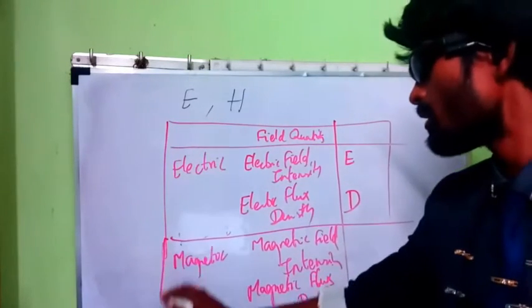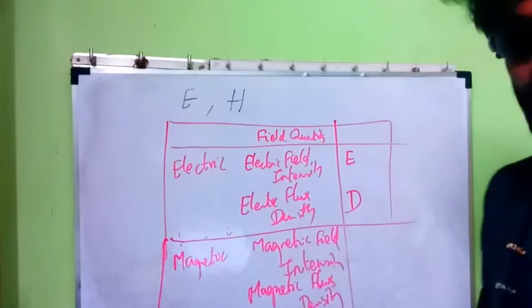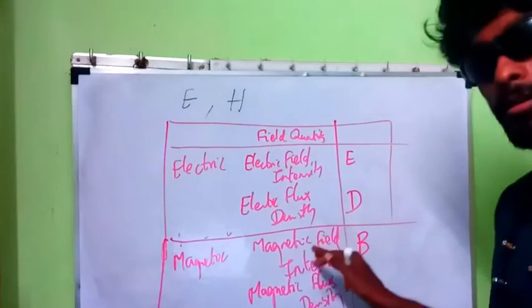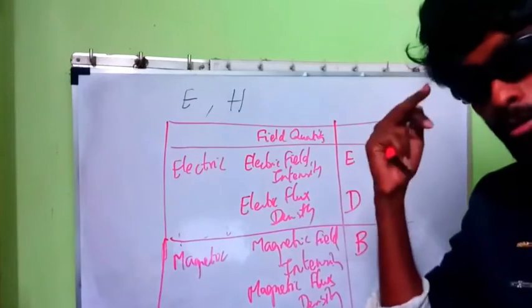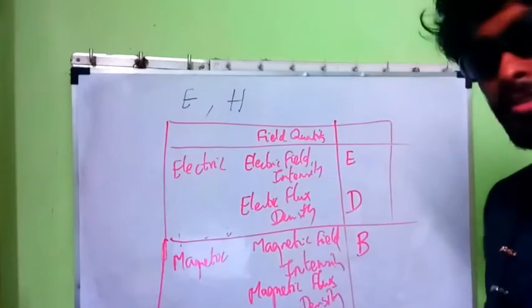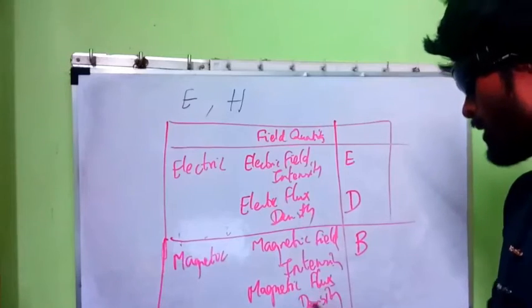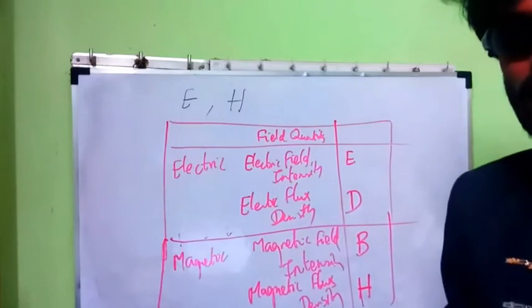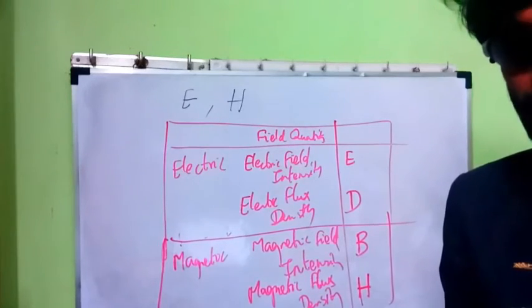And now I go with the magnetic. So magnetic field intensity is gonna be B. Okay, over here, these things you should know about this one, okay. Magnetic field intensity is gonna be B, and magnetic flux density is gonna be H. So these are the main units that are to be represented, okay.